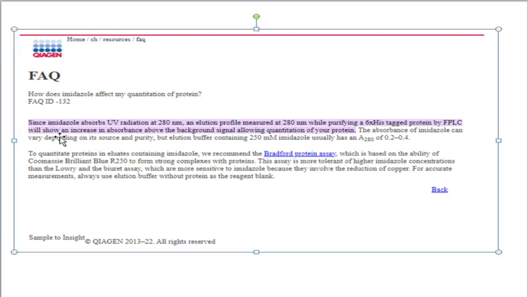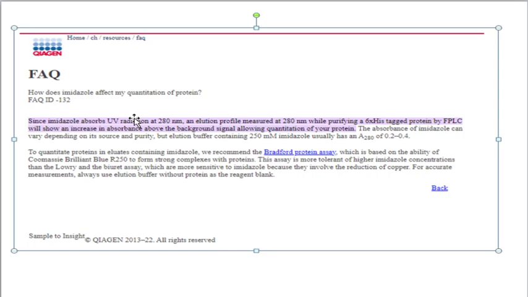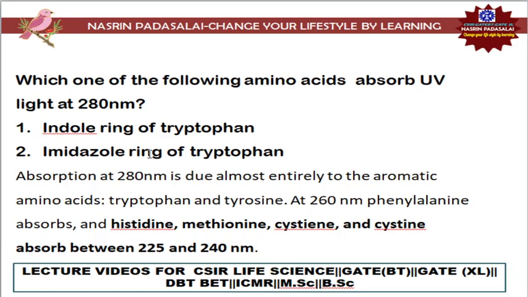But here on the Squaregen website, what they mentioned is that imidazole also has an absorption spectrum of UV radiation at 280 nanometer. So I can only figure this out when the official answer key has been released. But if they ask the imidazole ring of histidine, then that option is also correct. But at 280 nanometer, generally tryptophan and tyrosine will be absorbing.